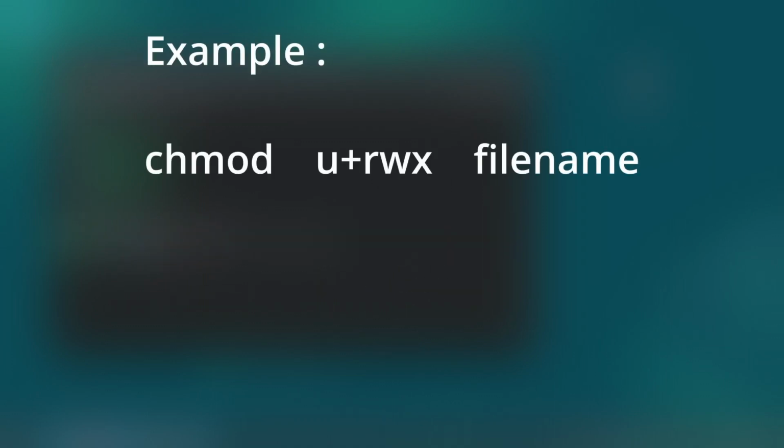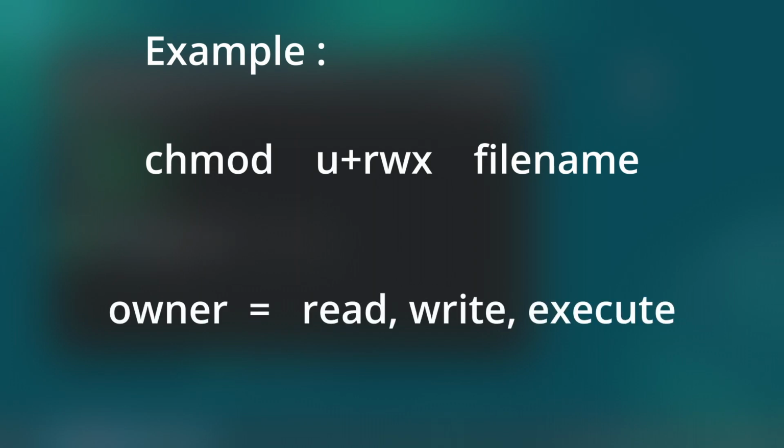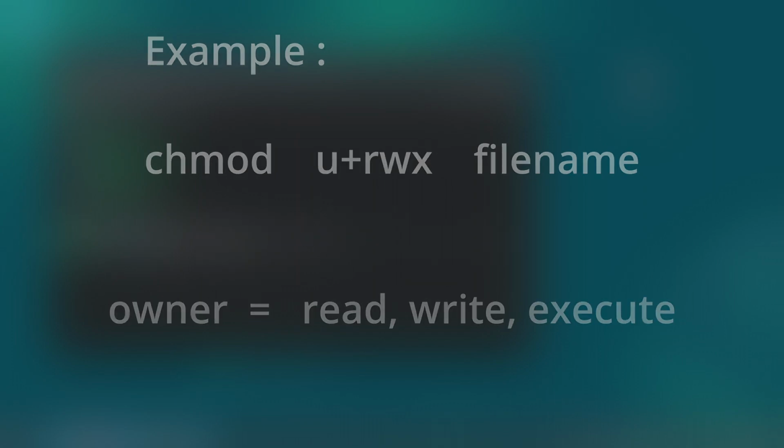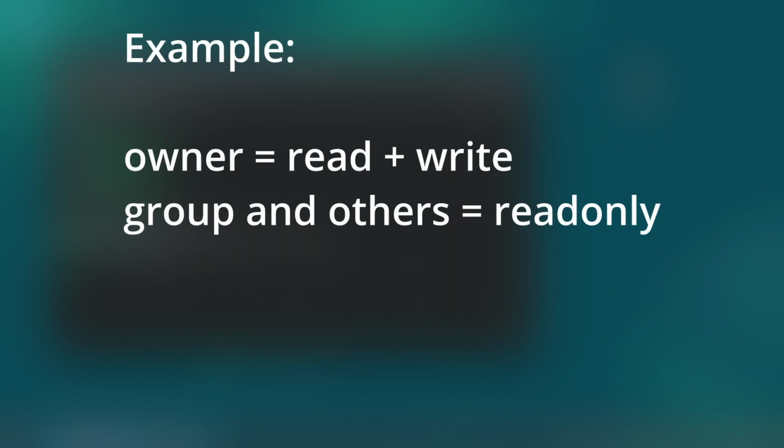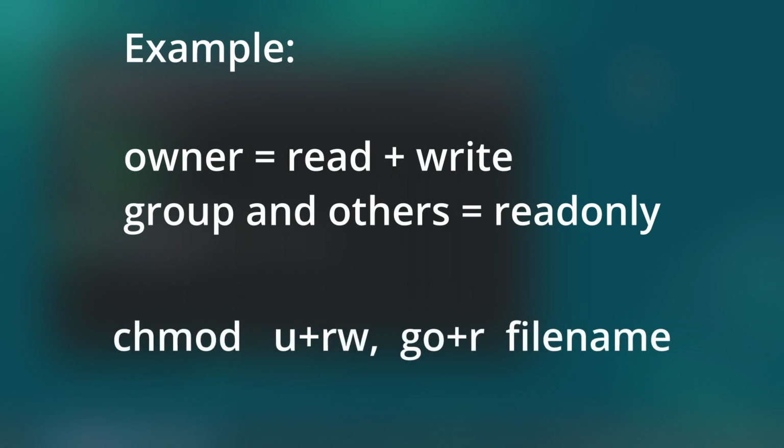chmod space u+rwx space file name. If you compare with the chart I showed you previously, this statement means adding read, write, execute permission to the owner of the file. Suppose we want to give read and write permissions to the owner and read-only permission to group and others. We will use chmod space u+rw,go+r space file name. As you can see, we can do a combination of the permissions with a comma.